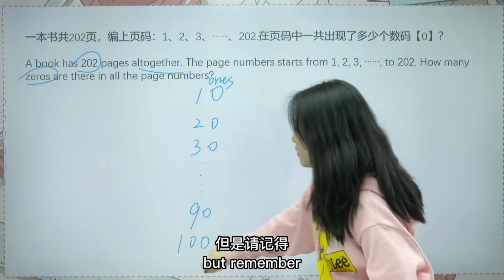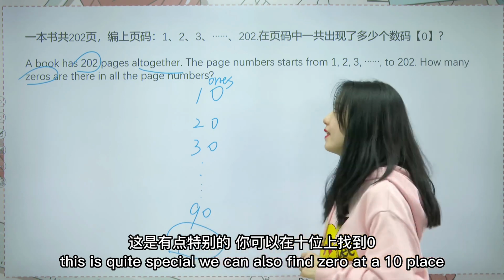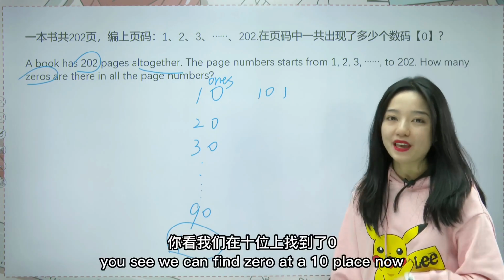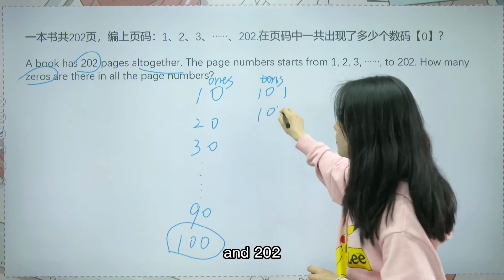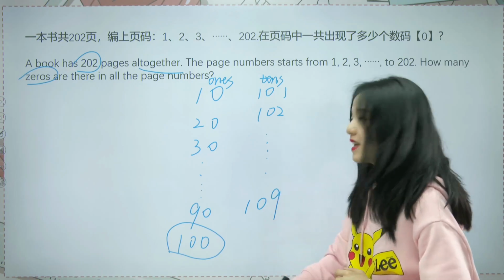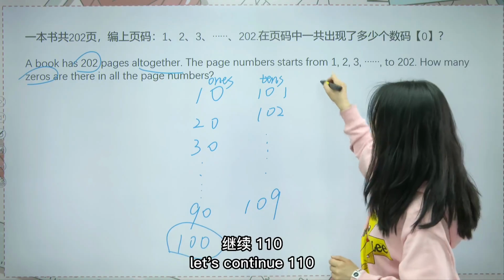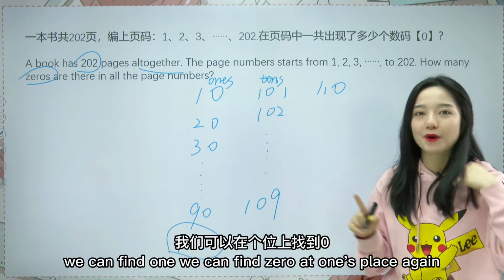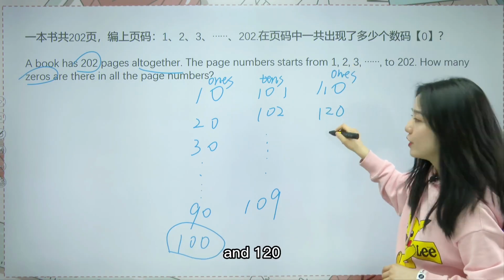But remember, this is quite special. We can also find 0 at 10th place. Now let's continue. 101. You see, we can find 0 at the 10th place now. And 102 to 109. They all have 0 at 10th place. Let's continue. 110. We can find 0 at 1's place again. This is 1's place.